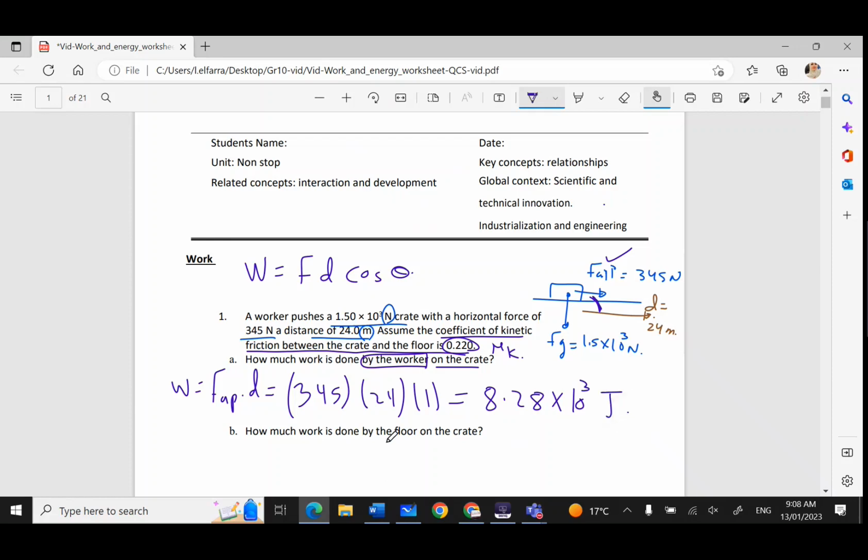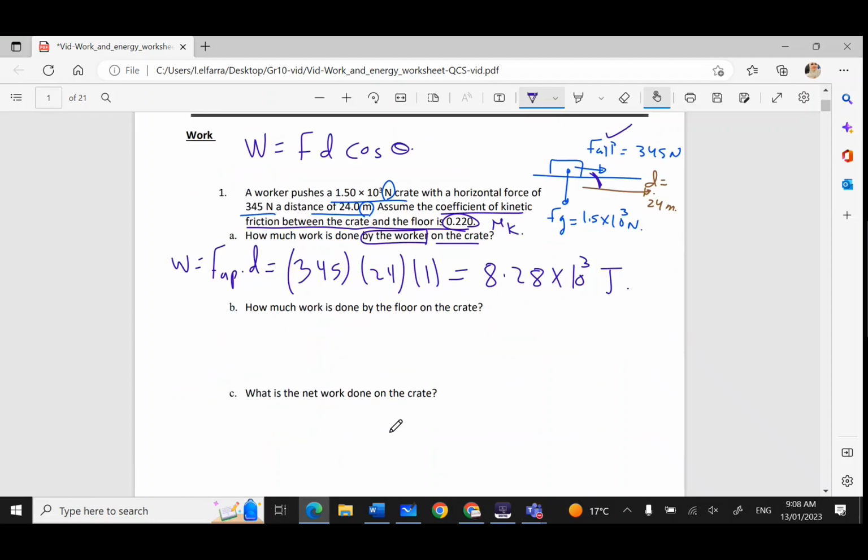Second part of the question, how much work is done by the floor on the crate? By the floor, that means we have a friction force, and we know the work done by the friction is negative. So W will equal the friction force times d, and I know it should be negative.